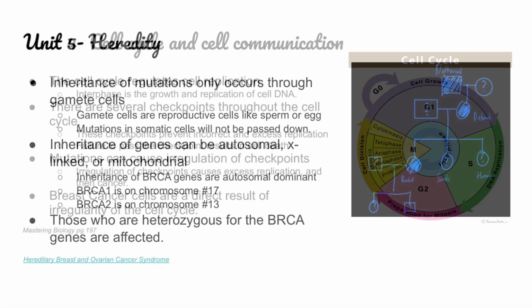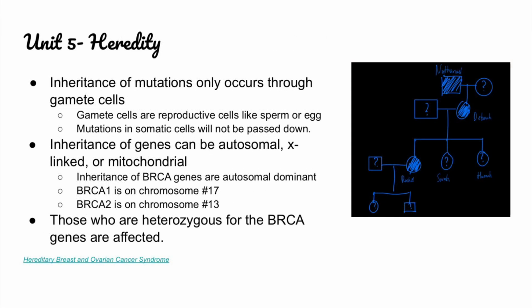Unit 5, heredity. Inheritance of the mutations only occurs through gamete cells. Gamete cells are reproductive cells like sperm or egg. Mutations in the somatic cells will not be passed down. Inheritance of genes can be autosomal, X-linked, or mitochondrial. Inheritance of the BRCA genes is autosomal dominant. BRCA1 is on chromosome number 17, and BRCA2 is on chromosome number 13. Those who are heterozygous for BRCA genes are affected.